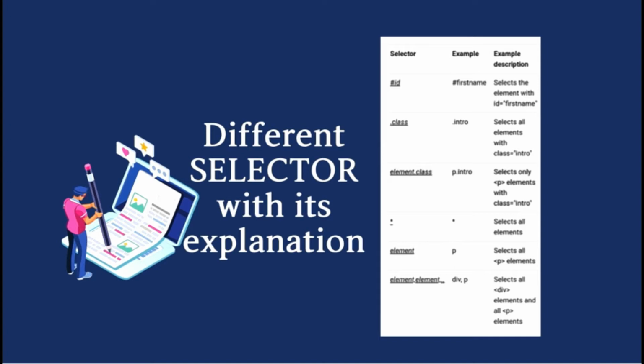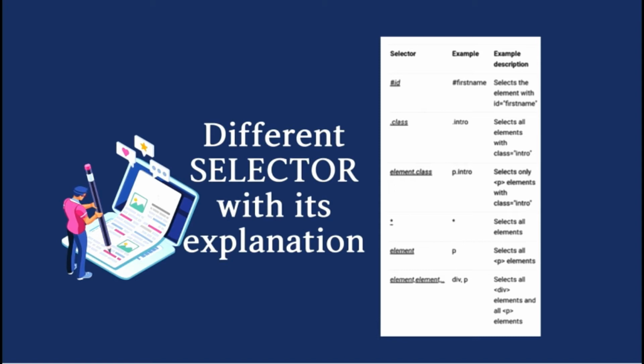Now we have the element dot class, with the example of p dot intro. The element here is the p, which comes from the HTML. And we have the class name, which is intro. When you are going to use this kind of selector, always remember to put the dot before the class name if it's a class. The description of this one is that it selects only the p elements with class of intro.